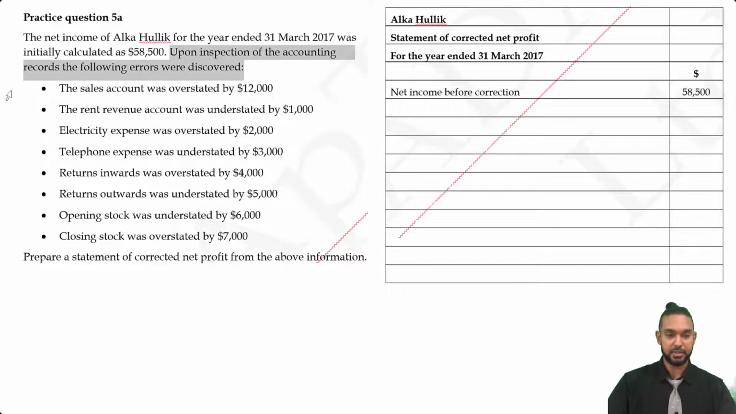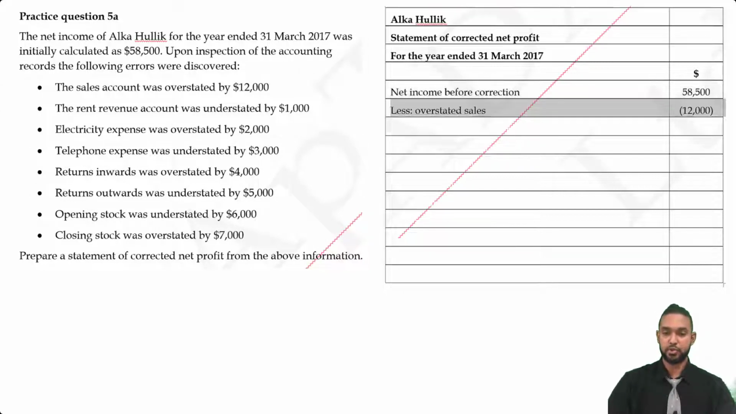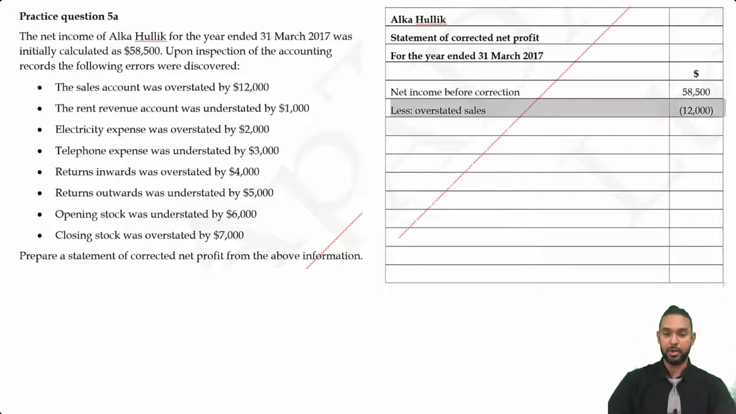First thing, sales account was overstated. Overstated or overcast means it's too high. To fix that, we have to bring it down. When our revenue decreases, profit decreases as well. So we are going to have to subtract the overstated sales figure to correct net income. Next, we have rent revenue being understated. Understated means it's too low. To fix it, we have to increase it. When you increase a revenue, profit goes up as well. So that means that we are going to have to add the understated rent revenue figure in order to correct net income.